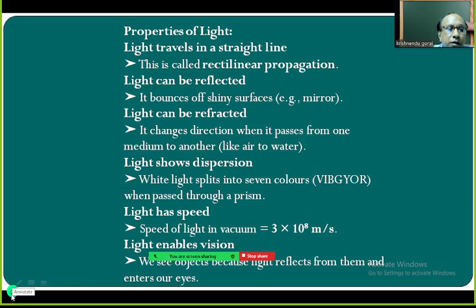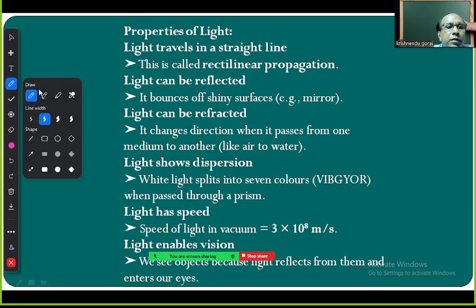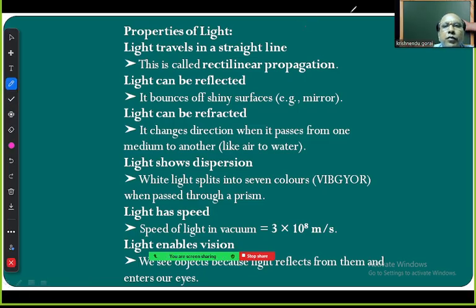In the properties of light, first you can see that light travels in a straight line. I already told you that light travels in a straight line. This is called rectilinear propagation. Rectilinear propagation means light travels in a straight line. Light can be reflected. It bounces off a shiny surface, that is a mirror.